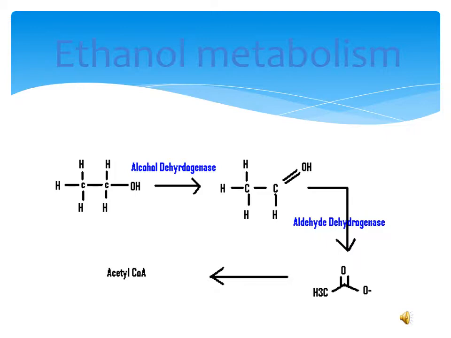Ethanol is metabolized by alcohol dehydrogenases to form acetaldehyde and then by aldehyde dehydrogenases to form acetate, with subsequent formation of acetyl coenzyme A. Acetaldehyde is highly reactive and toxic, and high levels from excessive ethanol consumption can damage cellular proteins and DNA.